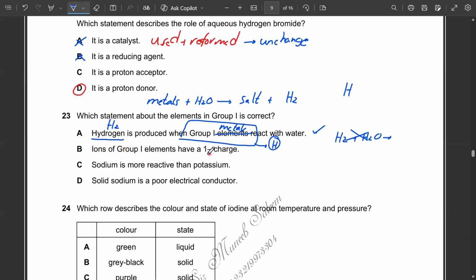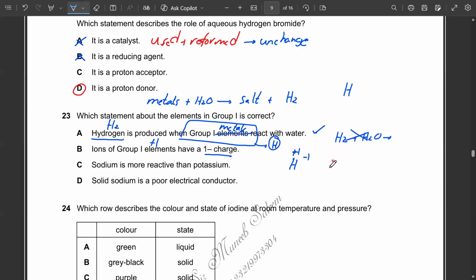Ions of group 1 elements have a -1 charge. So that is totally incorrect. Again, I would say some more about this. What you learned is that group 1 elements are mostly metals, so mostly metals have a +1 charge. Whereas hydrogen, which is a unique case here in group 1, can show both a +1 charge as well as a -1 charge.